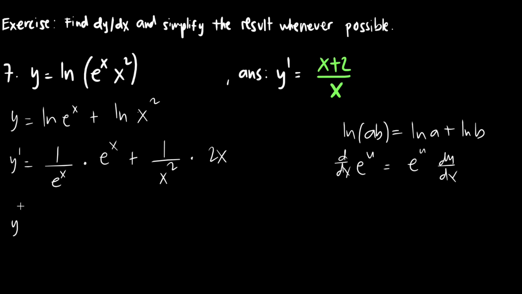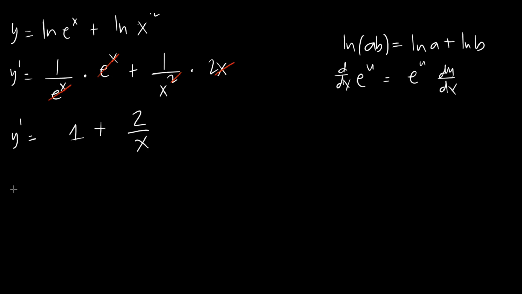So we have y prime is equal to, so we'll cancel e raised to x. So we have 1 plus 2x. So we'll cancel x. So we have 2 over x. So we will combine terms. So y prime is equal to x plus 2 over x. So this is now our final answer.